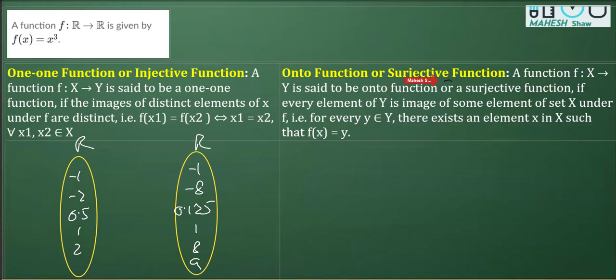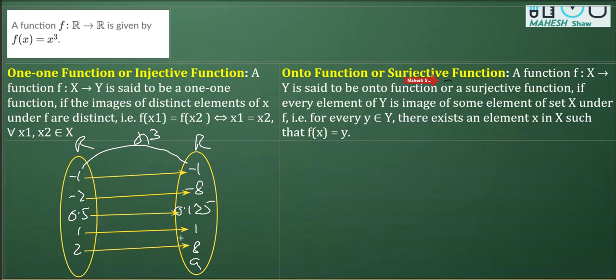Now, as I can see that the definition of the function is x cube. That means if I place an input as -1, the cube of -1 is -1, cube of -2 is -8, cube of 0.5 is 0.125, cube of 1 is 1, cube of 2 is 8. So what do you see here, that the image of distinct elements, that is -1 and -2, they are distinct, right? There is no two elements in the codomain which is the image of two different elements in the domain, right? We can see that this is 1-1, right? So this is clearly a 1-1 function.